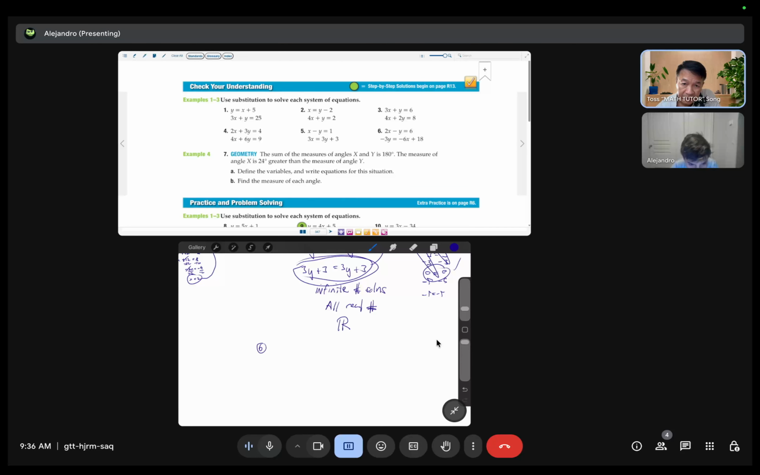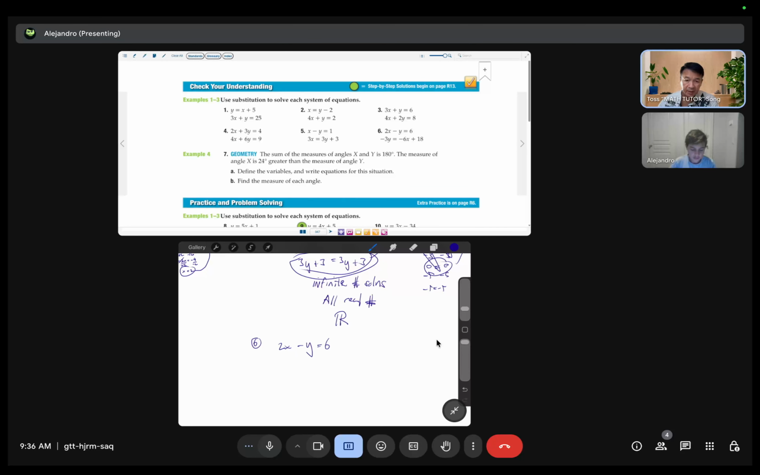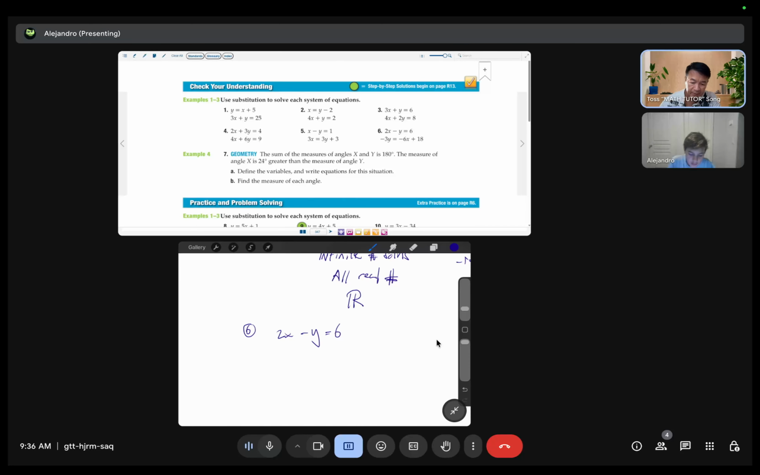Number 6. Again, for the first equation, I solve for y. Solve for the variable. Okay, look at how I would do this. This is pretty fancy. I'm going to solve for y in the first equation. How? Look at the way I'm going to do it. Add y to both sides. This is going to be fancy. Subtract 6 from both sides.